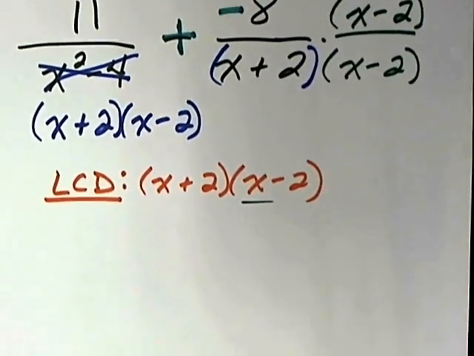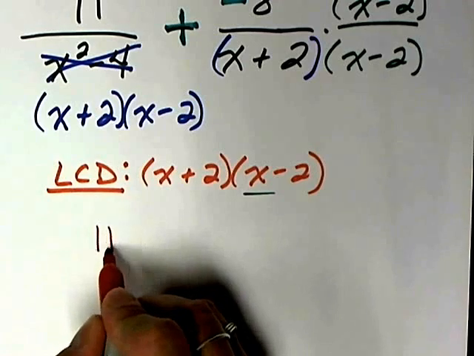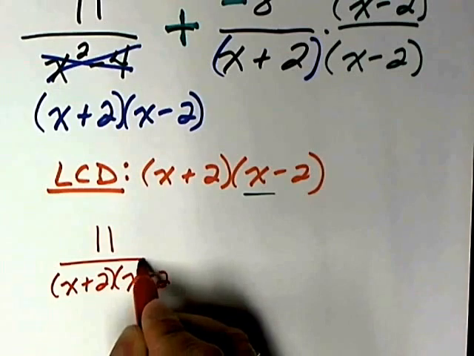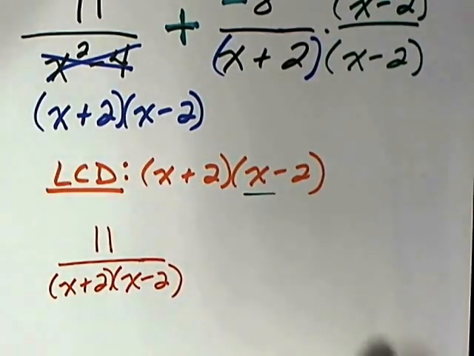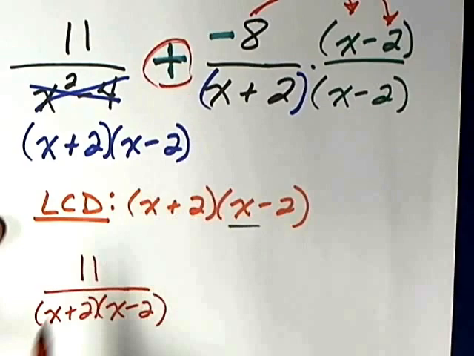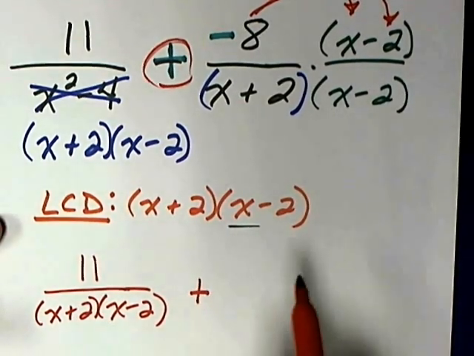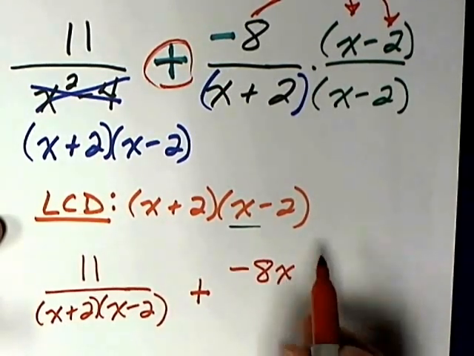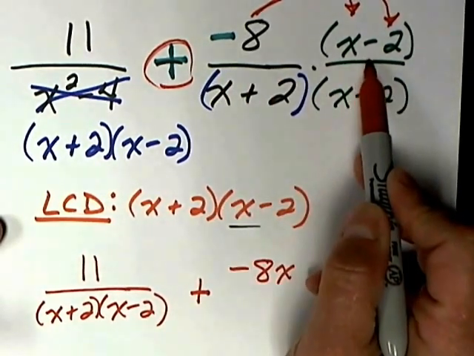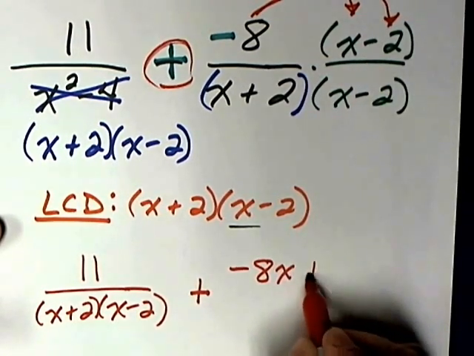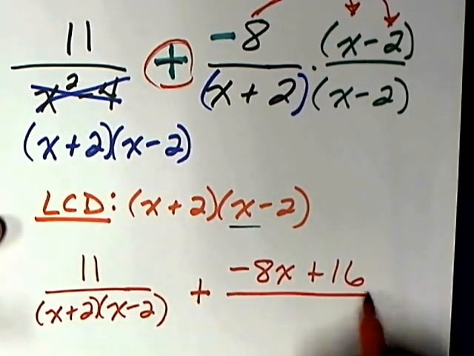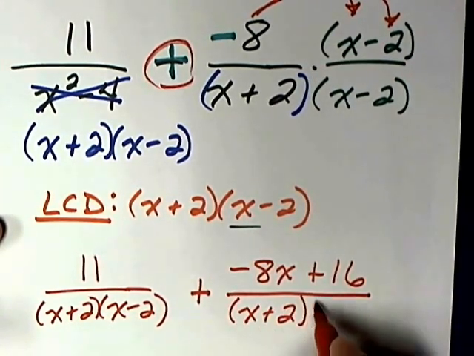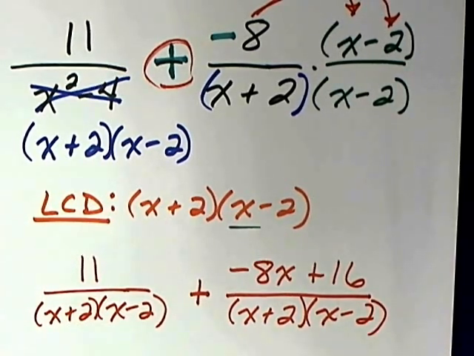So in my next step, my first fraction does not change, so that stays 11 over x plus 2 times x minus 2. But in my other fraction, I'm now adding, so I bring down the plus sign, and I distribute through that negative. Negative 8 times x is a negative 8x. Negative 8 times the negative 2 is going to make that a positive 16. My denominator now are these two factors, x plus 2 times x minus 2.